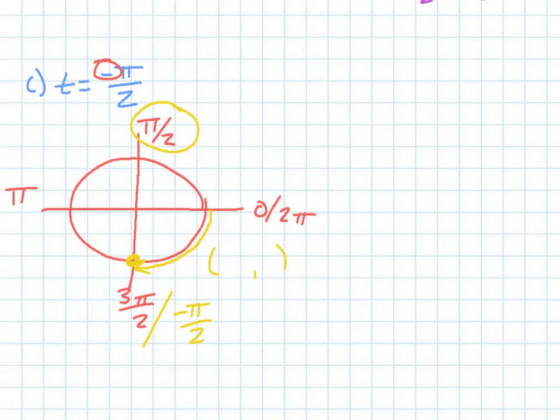At that point x is 0, because your x value is aligned with the y-axis, and then as far out as it can go on the radius, so it should be 0, negative 1. Okay? Have fun.